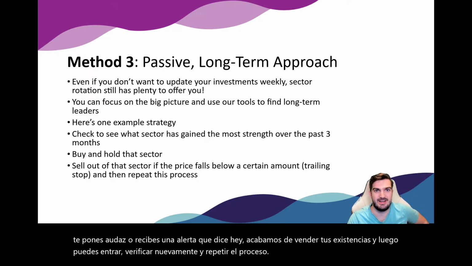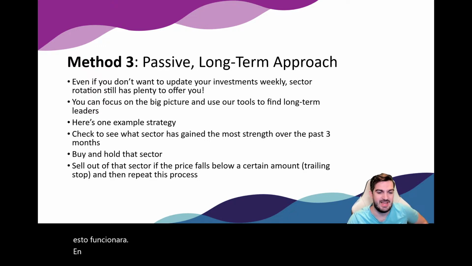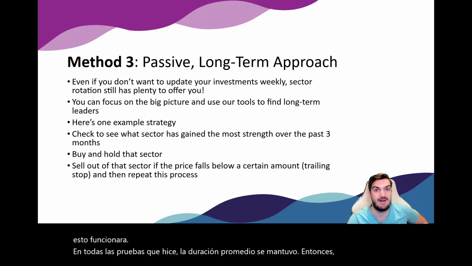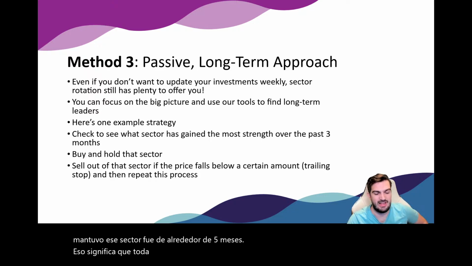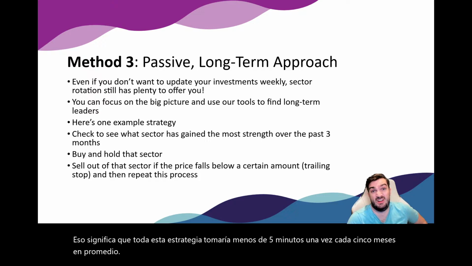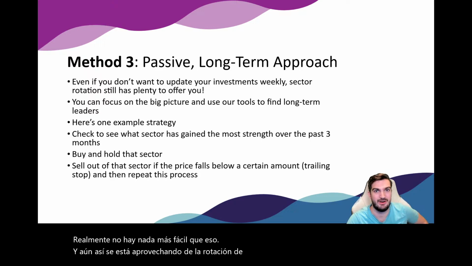From the back testing that I did for this strategy, because I did want to make sure that this does work, in all of the testing that I did, the average held duration, so how long you held that sector, was around 5 months. So that means that all this strategy would take is less than 5 minutes once every 5 months on average. Doesn't really get easier than that. And still, you're taking advantage of sector rotation because we do all of the work for you.